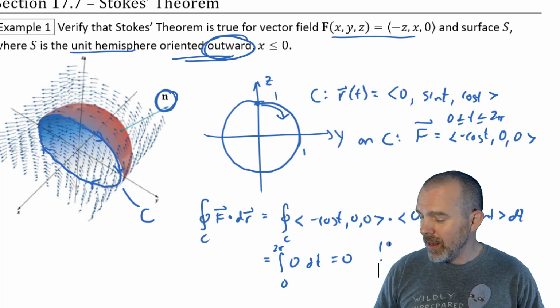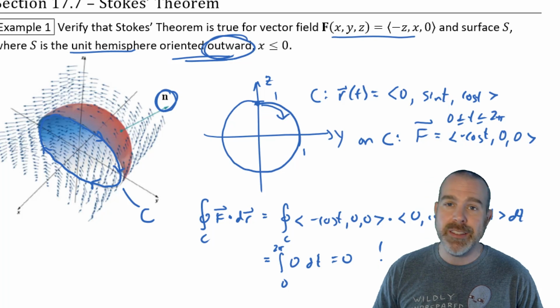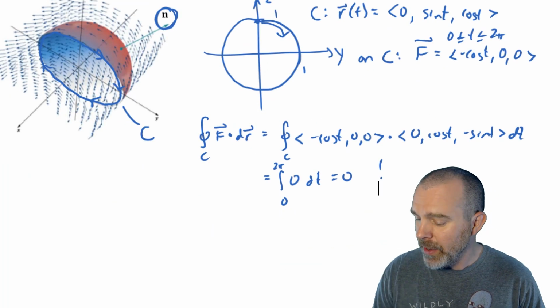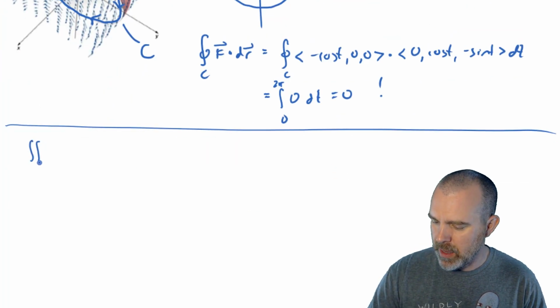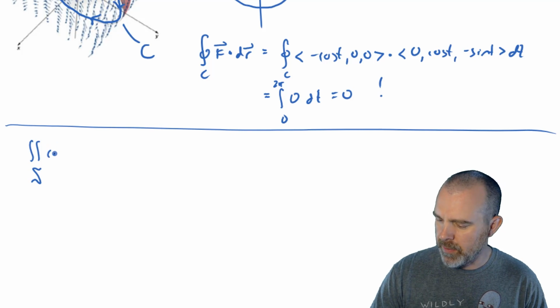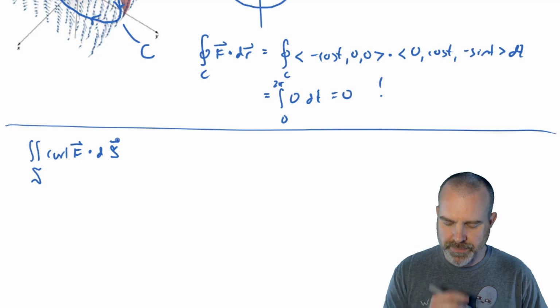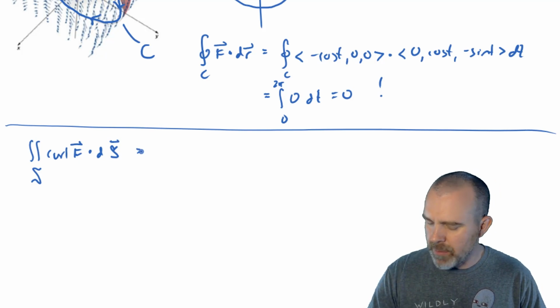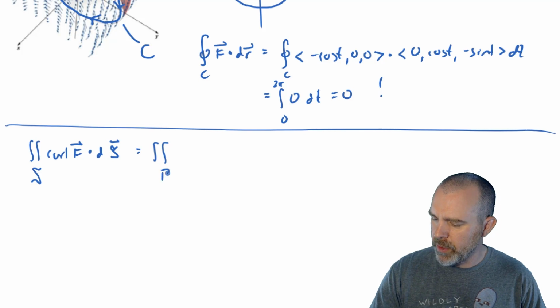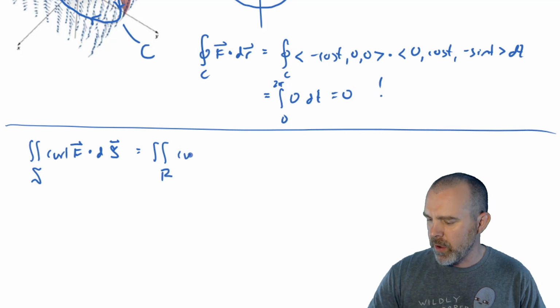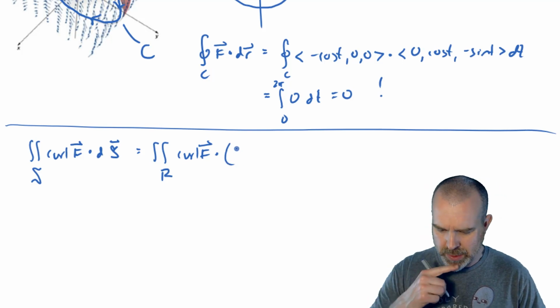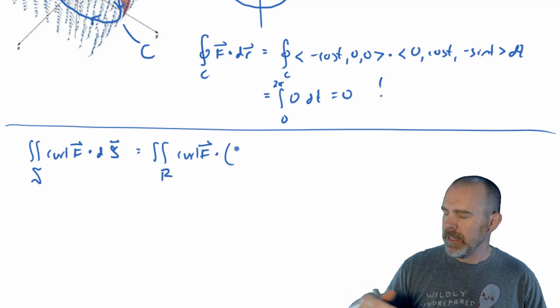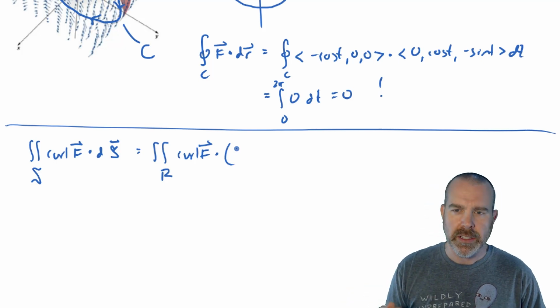So this one is the easy one for this particular example. So let's try the other one where we're going to have to do the surface integral. So this is going to be the surface integral of the curl of F dot dS. Okay, so this is going to be the double integral over the region R of our curl of F dot product with, if you look back, it's in 17.6, surface integrals.